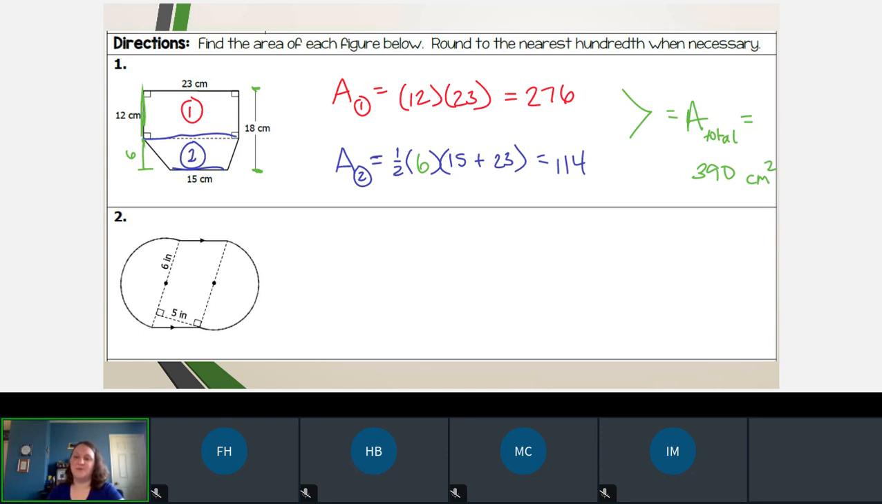Parallelogram, there, someone got it. Two half circles and a parallelogram. So just watch out, this shape right here. That's not a rectangle. Rectangles have 4 90-degree angles. So just watch out for that.